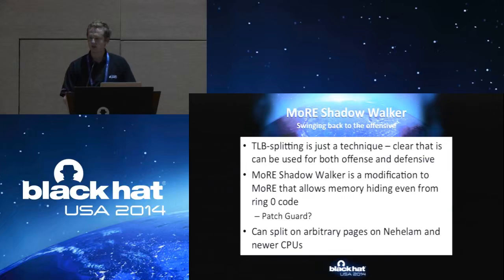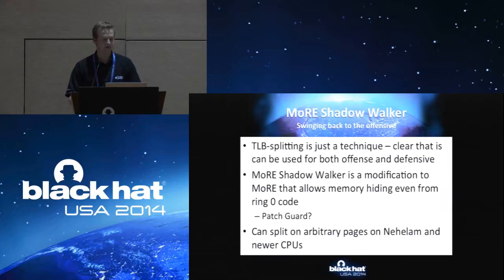Basically what I did is I took out all the trusted computing stuff in the MoRE hypervisor, and it allows you to do essentially the same thing as Shadow Walker. In theory, this would be able to bypass PatchGuard, because when PatchGuard or any other kind of kernel integrity monitoring reads that page, it will read the unchanged version, but if something actually jumps to it to execute, it will execute the modified version. So the gist of this is you can split arbitrary pages on a Nehalem and newer CPU.